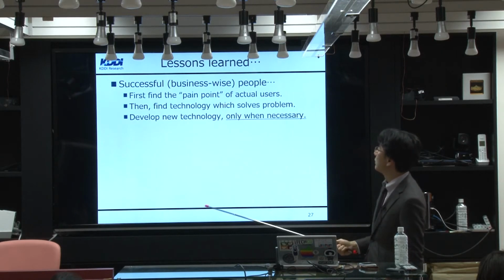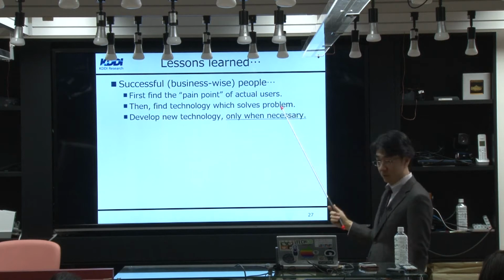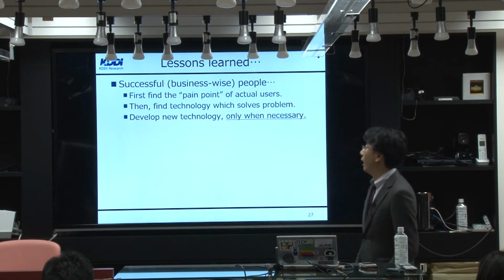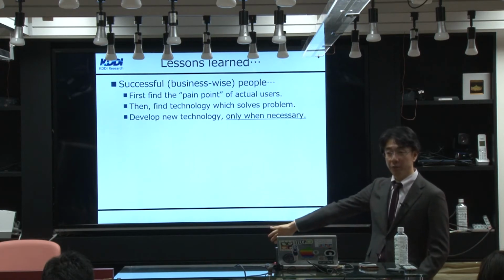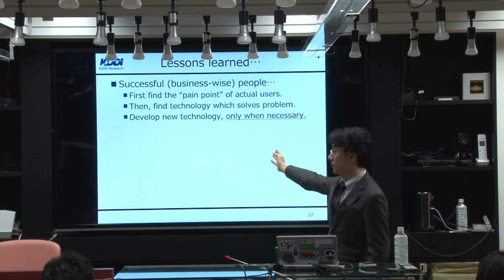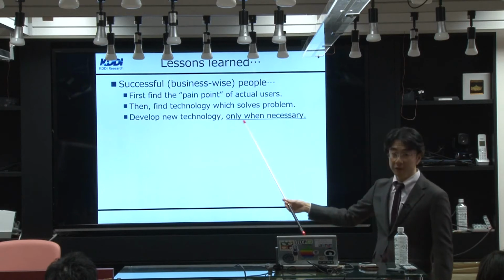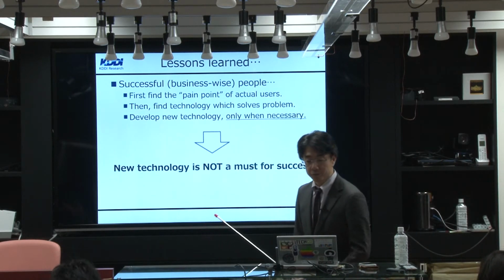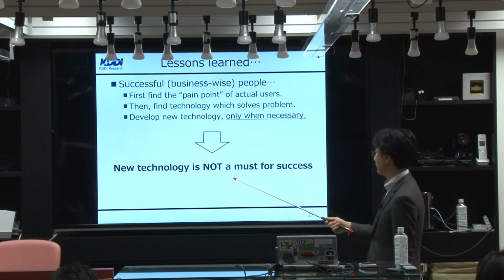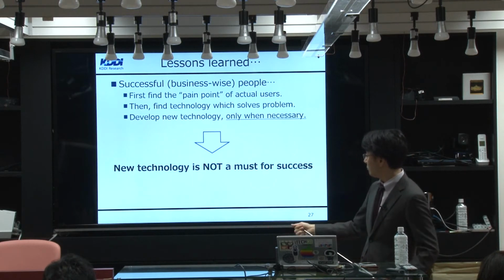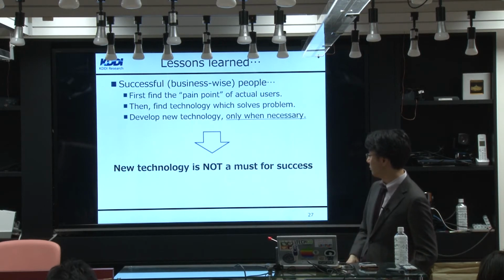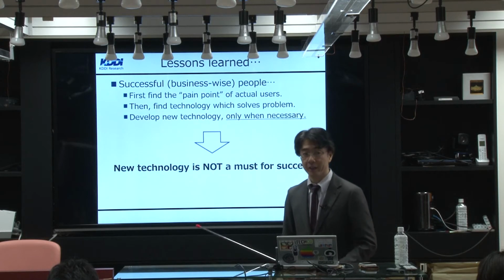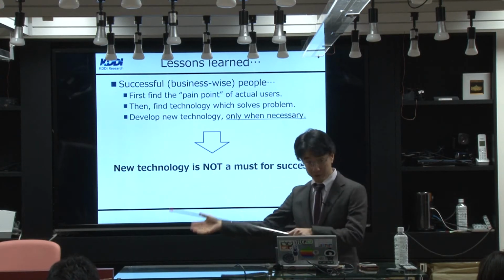So when they find a critical pain point, what they do next is to find technology which solves the problem. The idea is that the pain point, since it's there, has to be solved immediately. So if there's any technology out there which could be used to solve that problem, then that should be done first. And if there is no such technology, then they start developing new stuff. So simply said, new technology is not a must for success in the business area. Okay? Which might sound obvious, but it's actually difficult when we consider that we ourselves are a research company, because our job is to develop new technology.